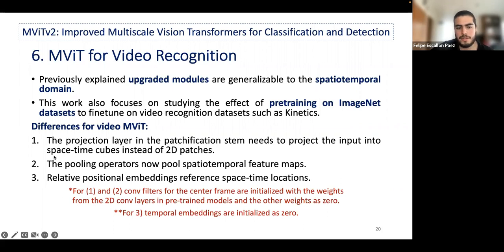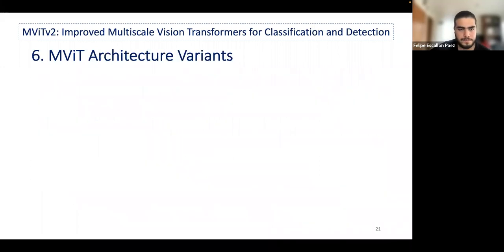So note that for the first and the second, when we initiate a pre-trained model, we would have only 2D information. So what they did is that the weights they used were in the center frame, and for the rest of the frames, they initialized them in zeros. The same with the third: they initialize all the temporal embeddings in zeros, and they use the information of the ImageNet pre-training for the width and the height.